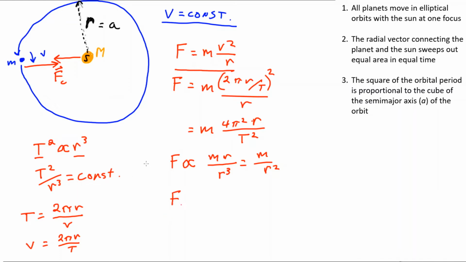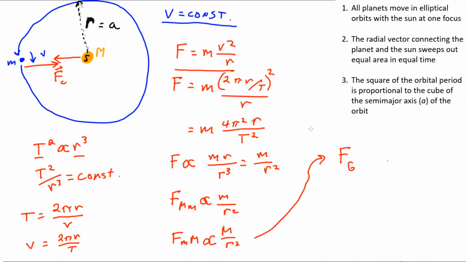Since the force of the sun on the planet, big M on little m, is proportional to little m over r squared, it makes sense that the force of the little planet on the big planet must be proportional to big M over r squared. The force must be proportional to the mass of the object that the force is acting on. Well, if we combine these together, we find that this gravitational force between the two objects should be proportional to the mass of the little object times the mass of the big object over the distance between the two objects squared.